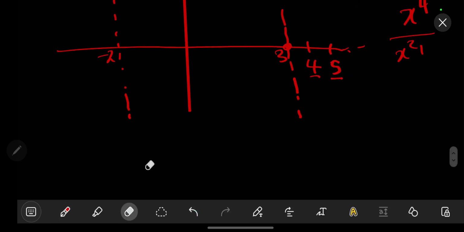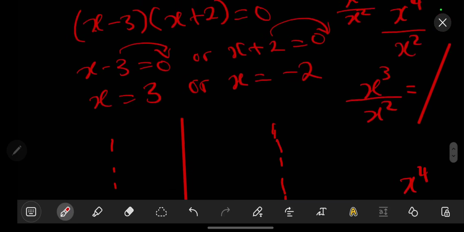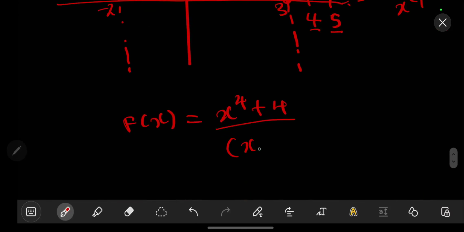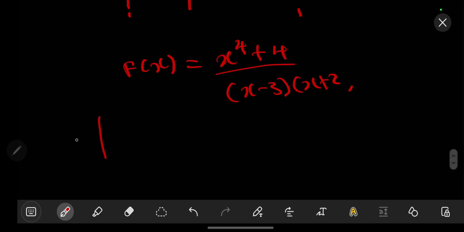The graph which is saying that we have our f of x, which should be equal to x to the power 4 plus 4 over, we have our x minus 3 and x plus 2. So we can find two values. So these two values are at 4 and at 5 and study the behavior.